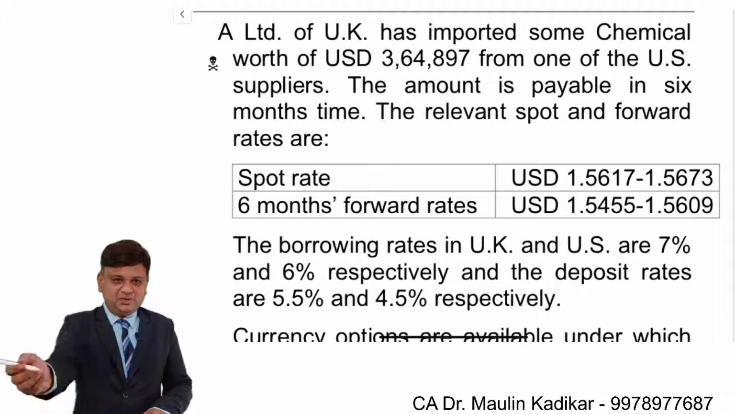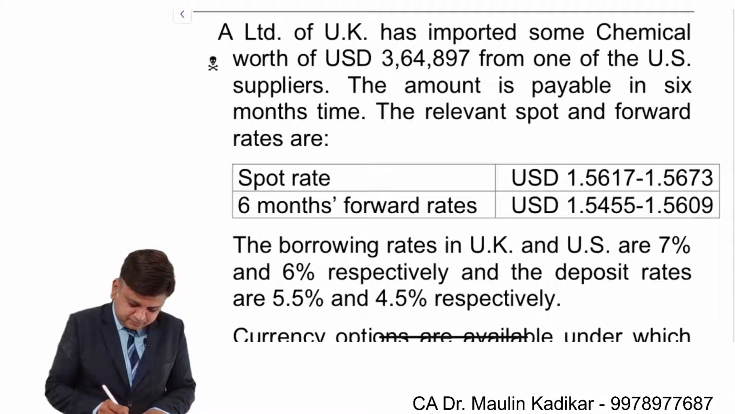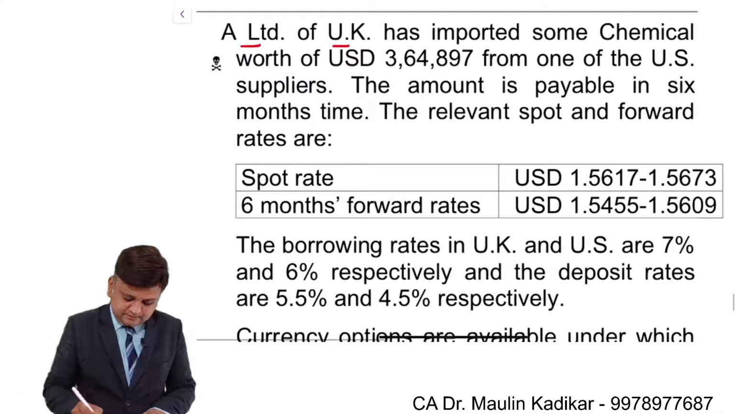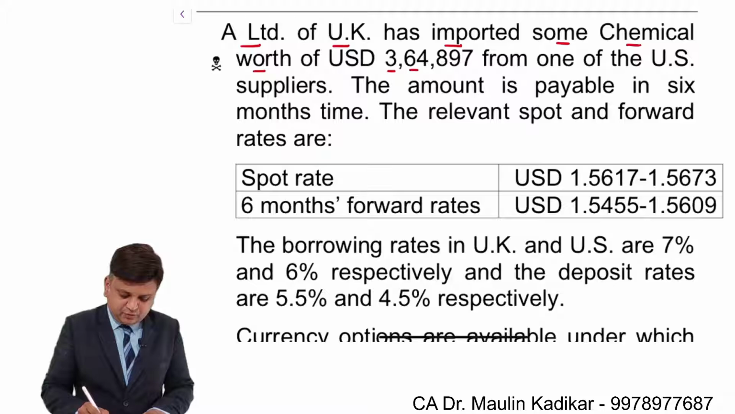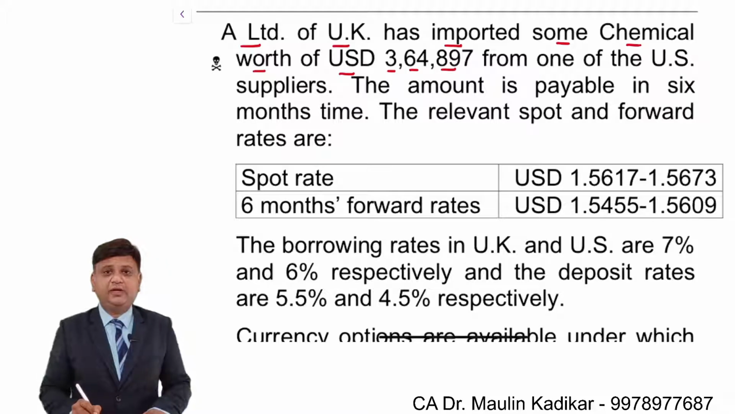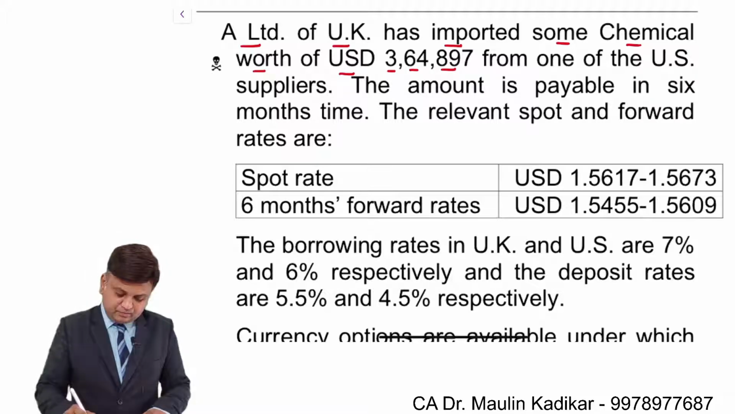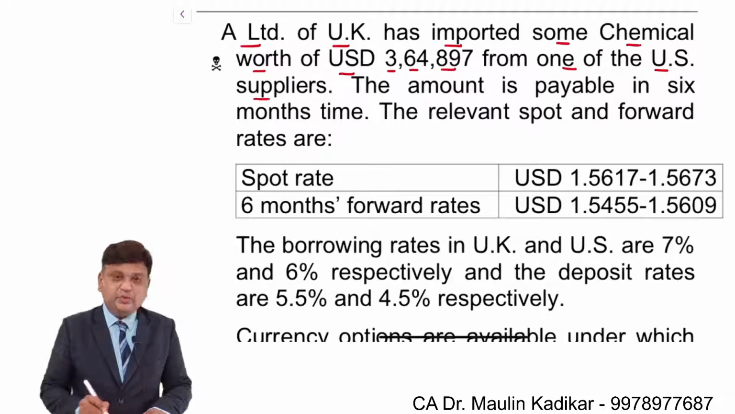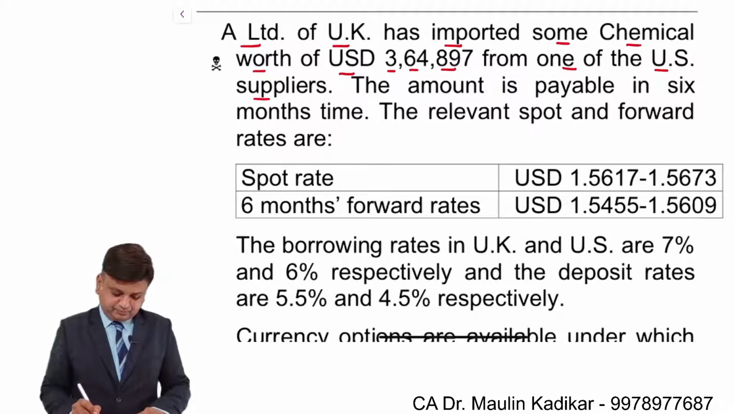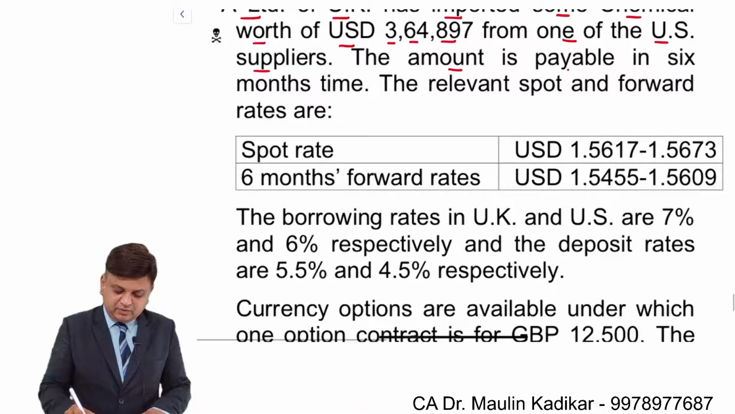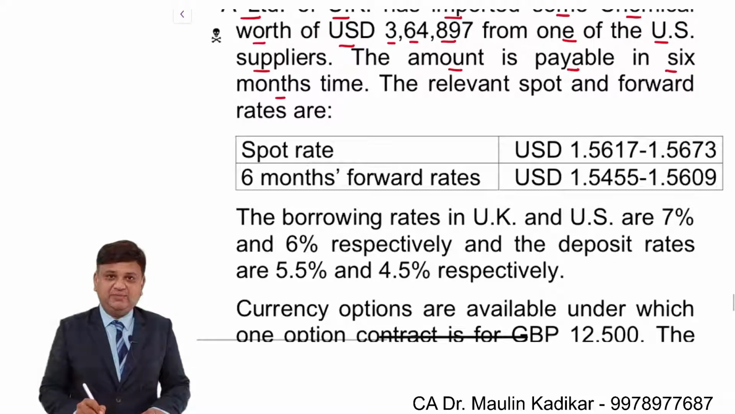Let us see the next question. A Limited of UK has imported some chemical worth 3,64,897 United States dollar from one of its US supplier. The amount is payable in 6 months time.